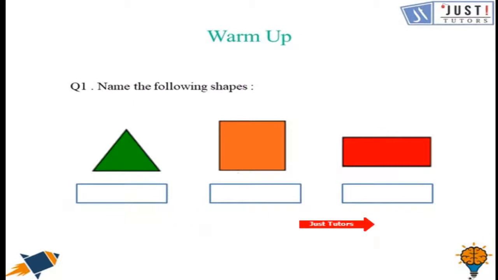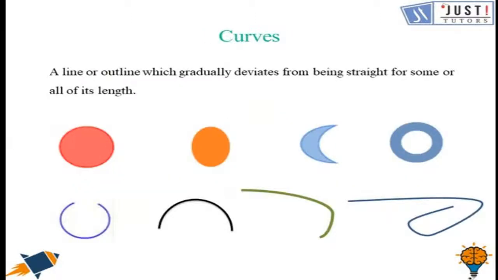Now let's move forward, and here are a few warm-up questions for you. You can please pause the video and try the given questions, and once you are done you can resume the video to check your answers. Well, if we talk about the first shape, that is a triangle. The next shape is a square, and the third shape is a rectangle. We'll pat you back if all of your answers are correct.